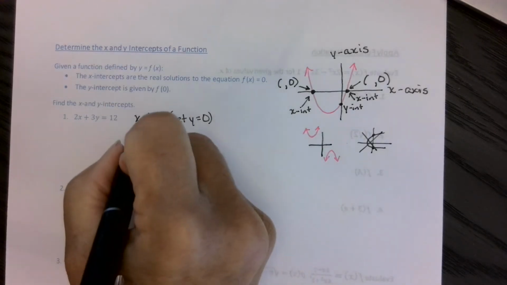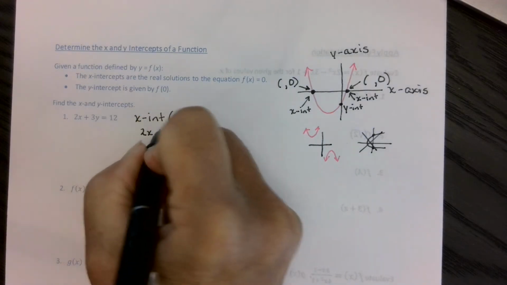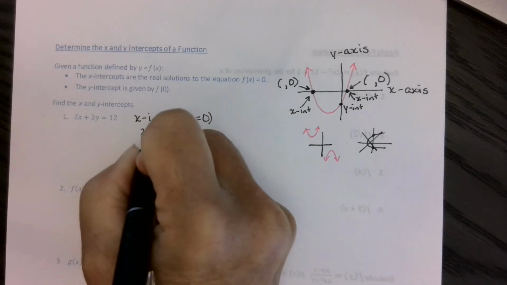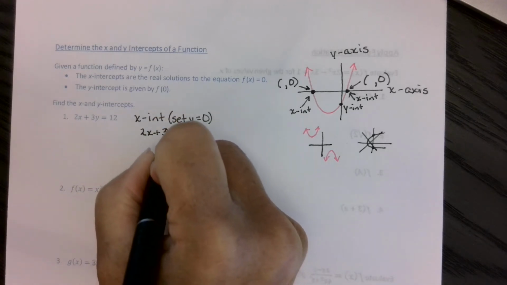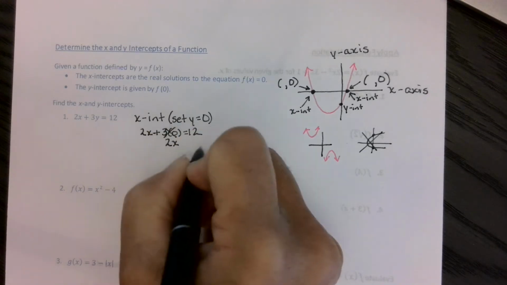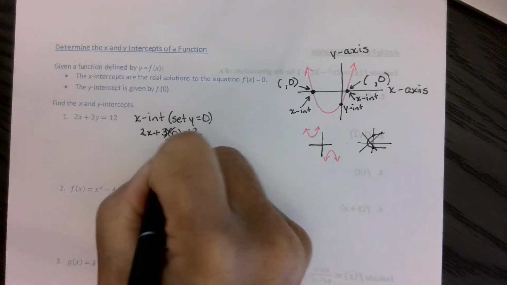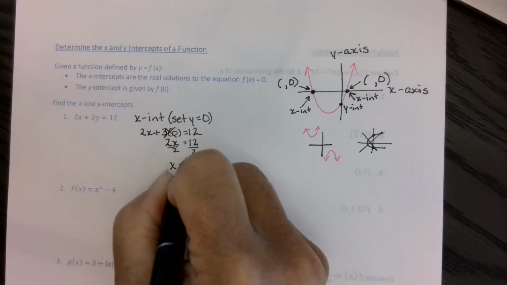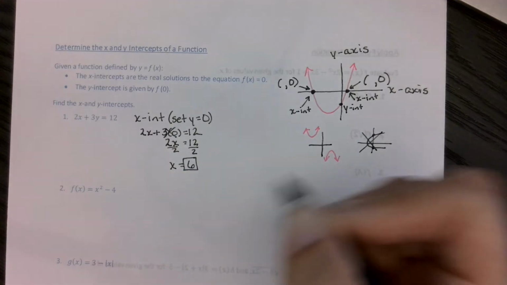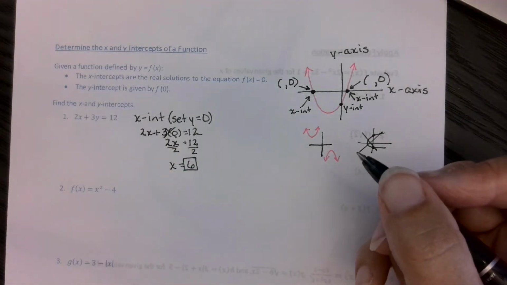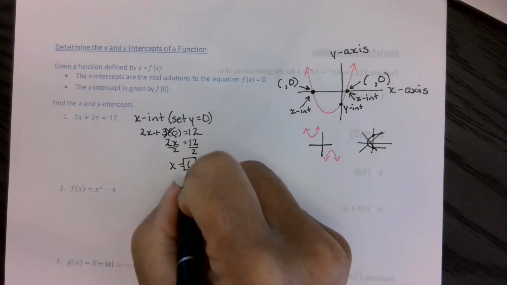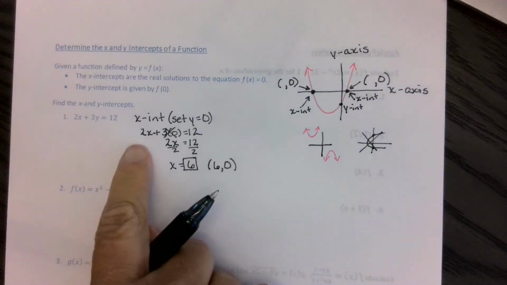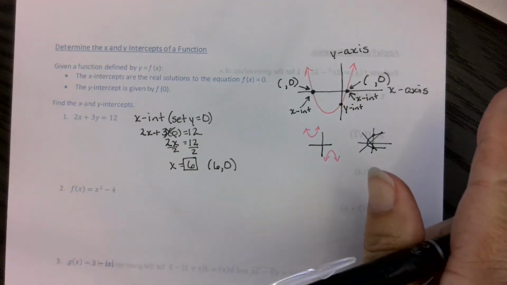And I know I did this one on Friday, but it's 2 times x plus 3 times 0 equals 12. That gives us 0, sorry. 2x plus 0 is 2x equals 12. Divided by 2, and x equals 6. Now, sometimes 6 is fine, but if your instructions say to write it as an ordered pair, then you are going to say my x value is 6 and my y value is 0.